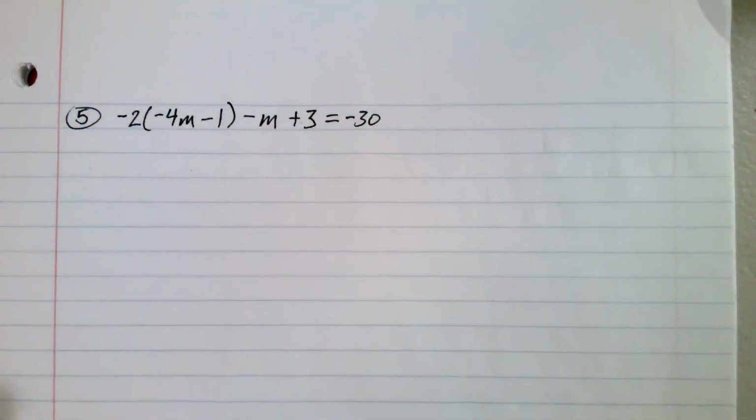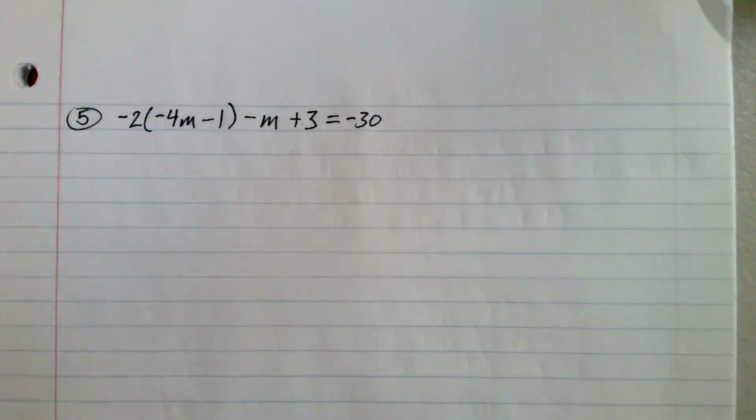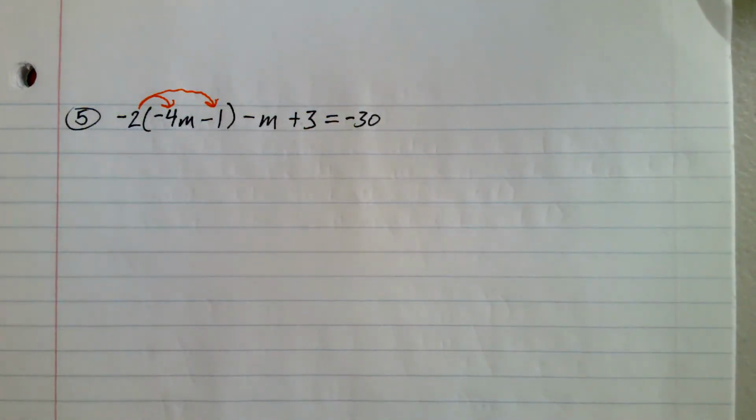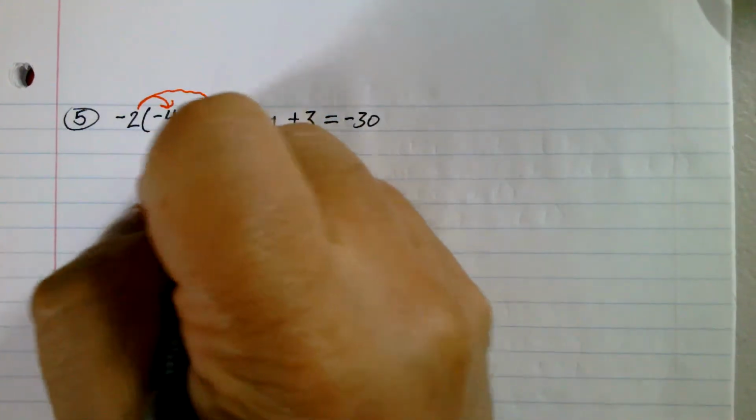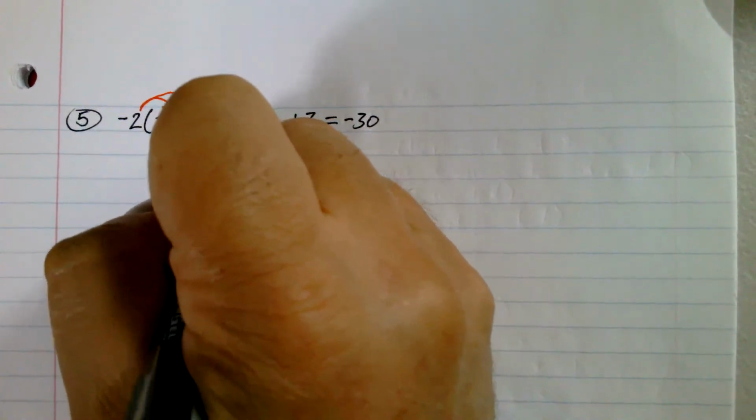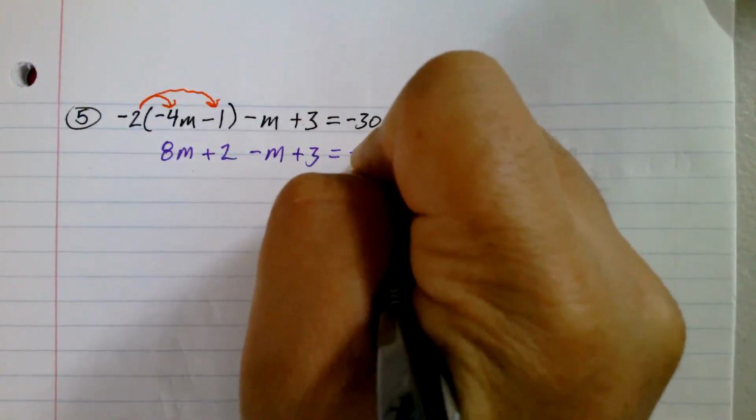All right. So first step is always, can we distribute? And we can. We got parentheses. So let's distribute. Okay? Let's start off with that, and let's see what we get. So we're going to distribute -2 with -4m. So that's going to be +8m. And then -2 with -1. That's going to be negative times a negative is a positive again, so +2 minus m plus 3 equals -30.